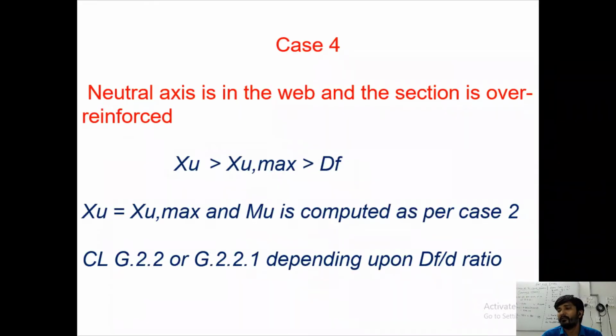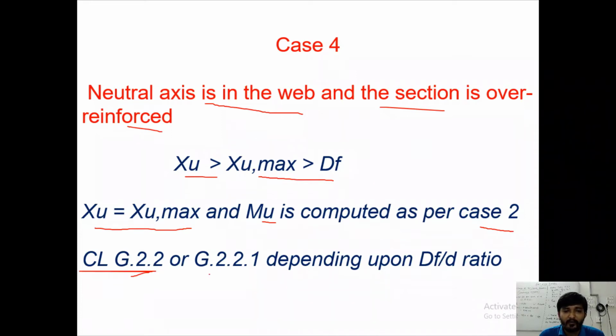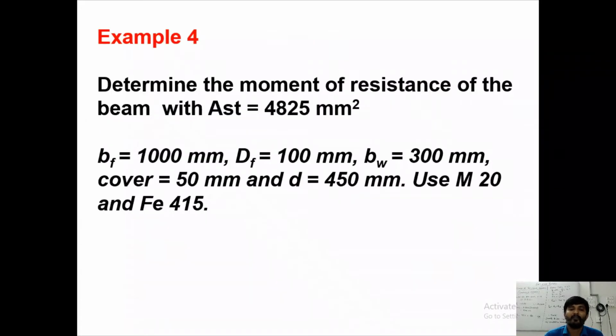Now moving to the last case, that is case number 4, that is neutral axis is in the web and the section is over-reinforced, which is XU is greater than XU max is greater than DF. So XU is equal to XU max and MU is computed as per case number 2, clause number G2.2 or G2.1 depending on the DF divided by D ratio. So there are no separate equations for this. So let us see how we can modify the equations. So let's see one small example.